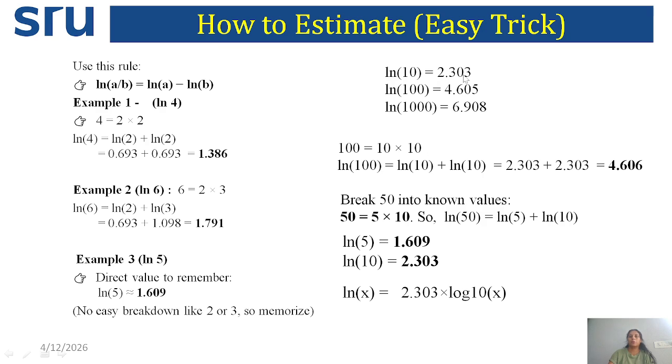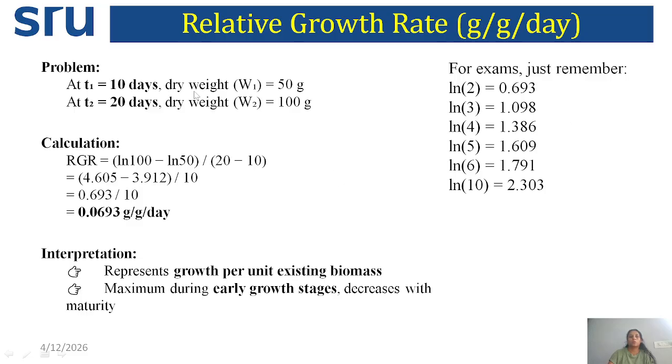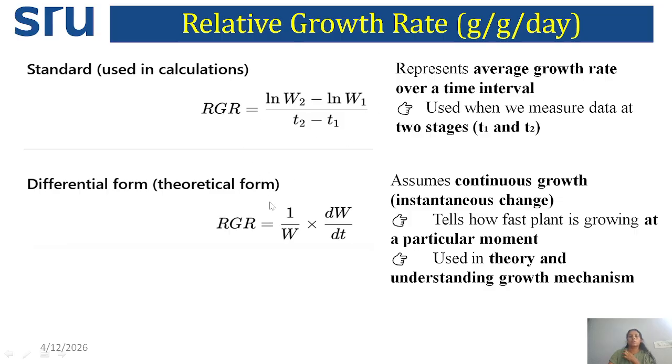And ln 10 is 2.303. ln 100: just add, because you need to multiply, so ln 10 plus ln 10 is 4.6. And for 1000, you need to multiply 3 times, and you will get 6.908. I hope you understood about these things. So if you know these values, you can easily calculate this relative growth rate.